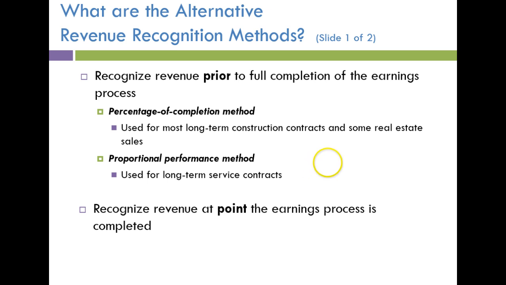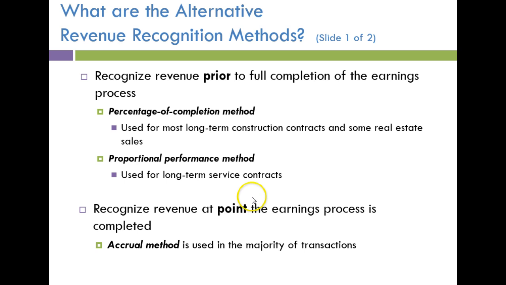Recognize revenue at the point the earnings process is completed. Well, to recognize revenue at the point the earnings process is completed, that's what we're familiar with. What's the difference between accrual basis and cash basis? Under cash basis, when do we recognize revenue? When we get the money. But the biggest thing you guys learned in Financial Accounting 222 or 221, the accrual method, you recognize revenue not when you get the money, but when you complete the job. When you've actually earned the money is when we accrue the revenue.